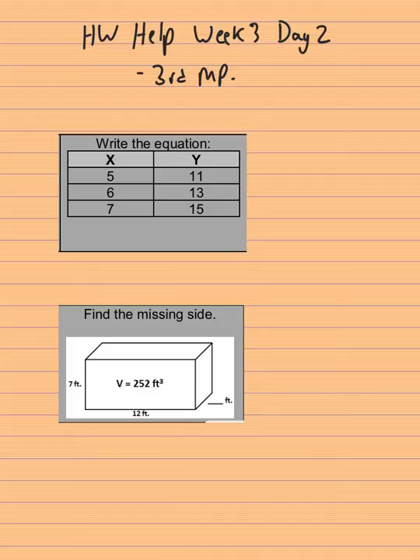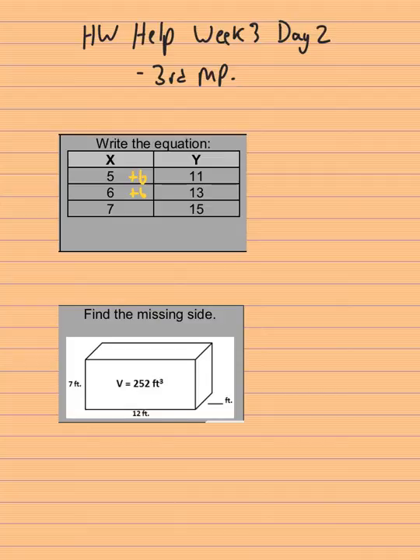So in this first problem, we have to write the equation for this table. So they give us the x value, and we're going to figure out what we do to the y value. So let me look first. I know 5 doesn't multiply to get 11, but 5 plus 6 is 11. So let's see if that works all the way through. 6 plus 6 is 12, not 13.